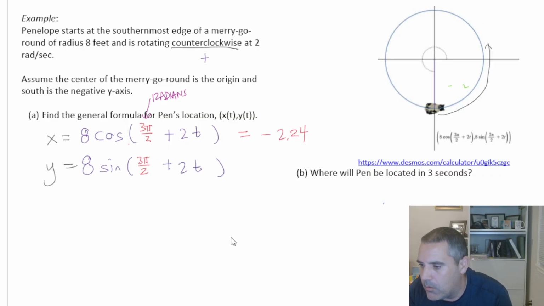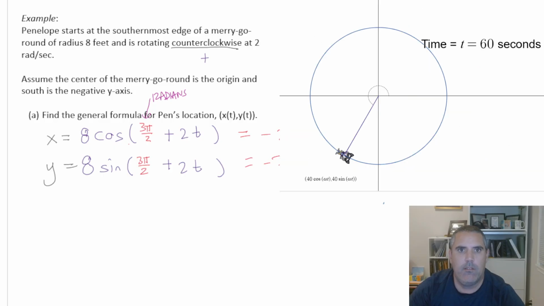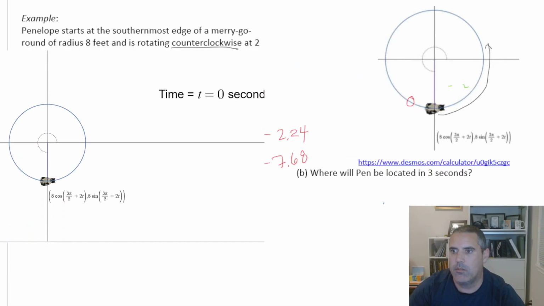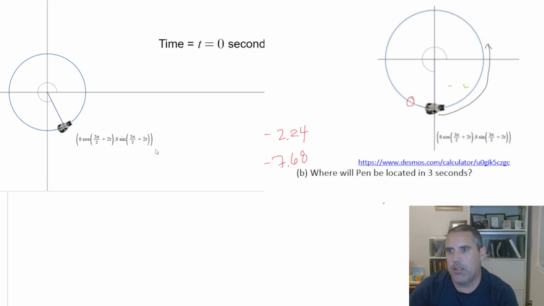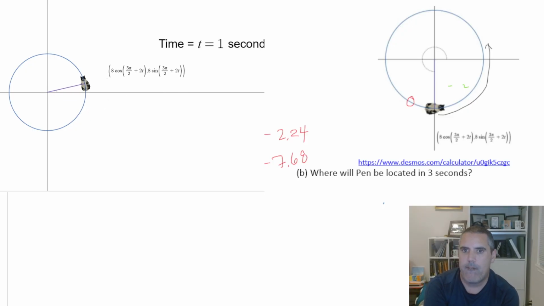And then let's do it again with sine. It's going to be negative 7.68. So I'm getting that Penelope will be somewhere down here in the third quadrant. Let's check this out and see if that is indeed where Penelope ends up. So we said negative 2. Sorry to move this around. Here's time 0. Here goes Penelope. We're going to see where Penelope is in 3 seconds. So there's 1 second. There's 2 seconds. And we're going.